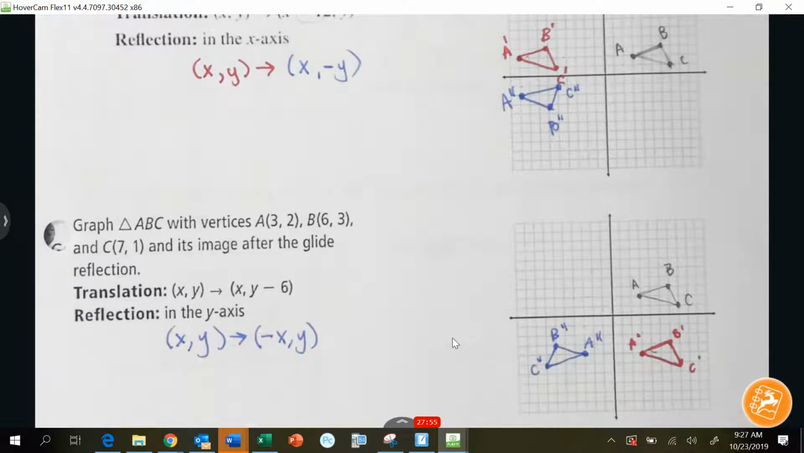Okay, so this will look the same, and they should look exactly the same. So for C, what did you do? You took away 6 from 1.